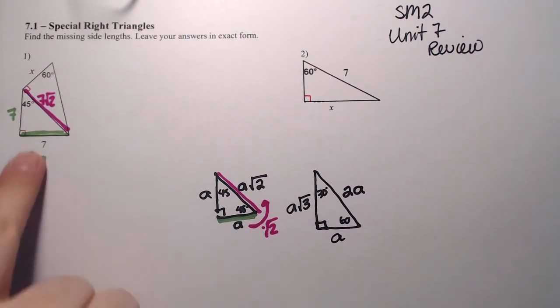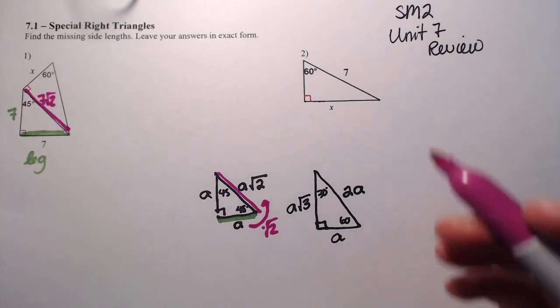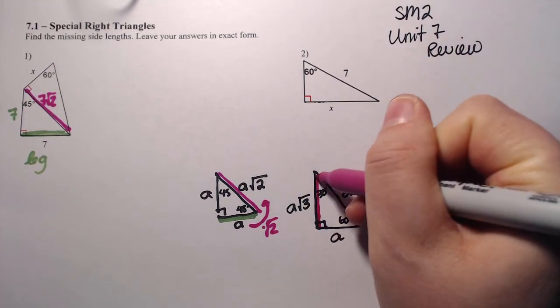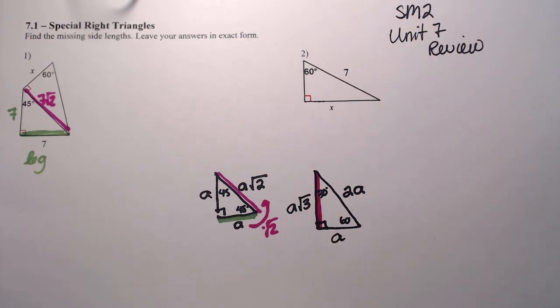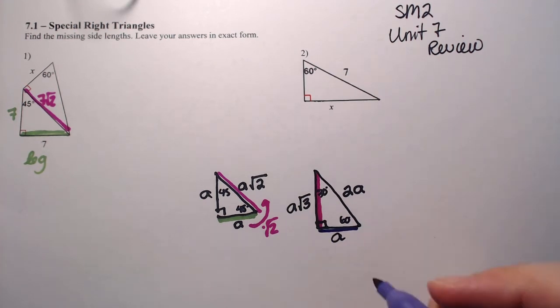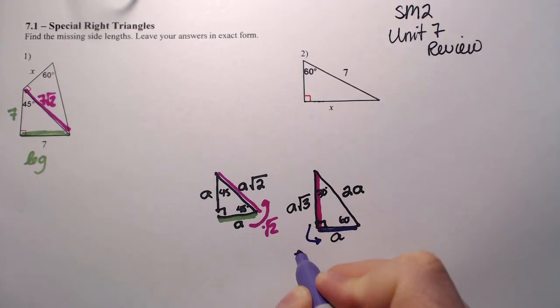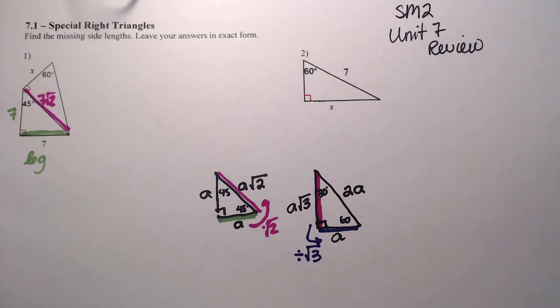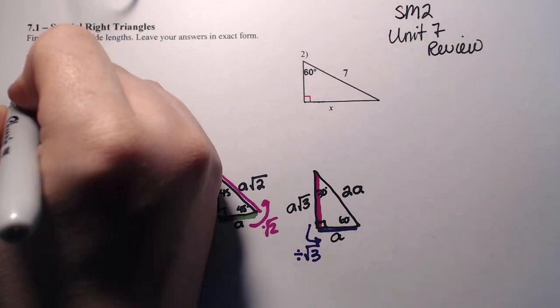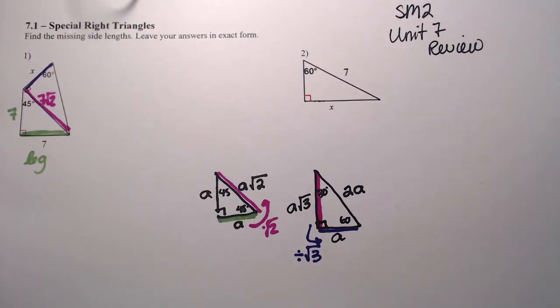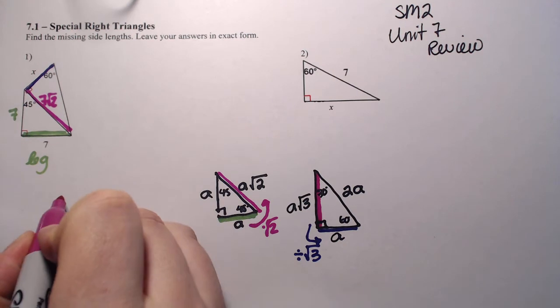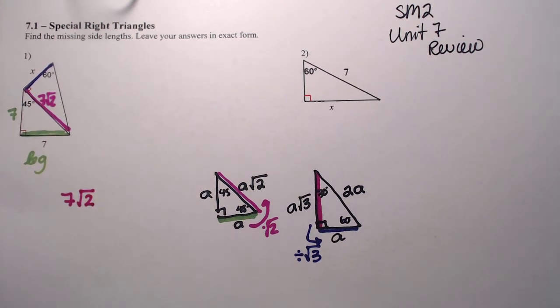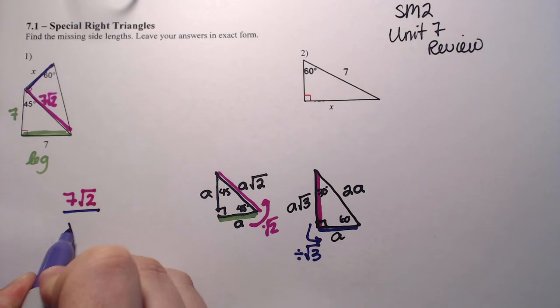Well, now that corresponds with across from a 60-degree angle in this triangle. So that's what that corresponds to. So to get to the short side, to get down here, I'm going to have to divide by the square root of 3. So I'm going to take that side and divide by square root of 3. So I'm going to take 7 square roots of 2 divided by the square root of 3.